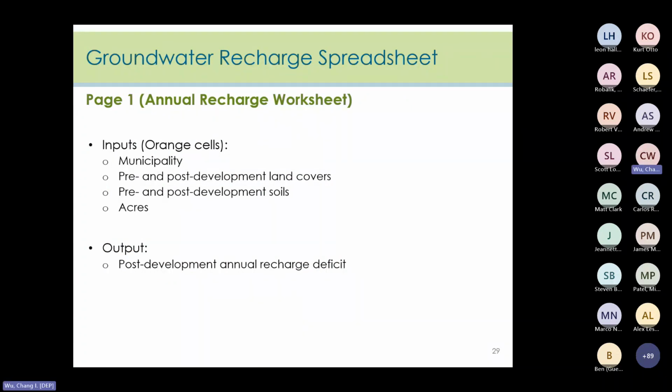On page 1, the spreadsheet assigns annual precipitation based on the municipality, which is data from the New Jersey Geological Survey. As stated earlier, the volume of groundwater recharge is the runoff that infiltrates into the subsoil and passes through to the root zone. The land cover is used to determine how much runoff is infiltrated into the subsoil, and the soil series is used to determine the depth of the root zone. The spreadsheet will calculate the pre-development and post-development annual recharge, and the difference will be the deficit.